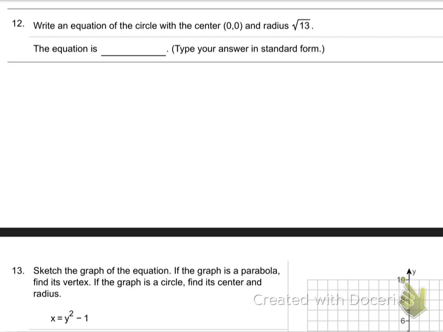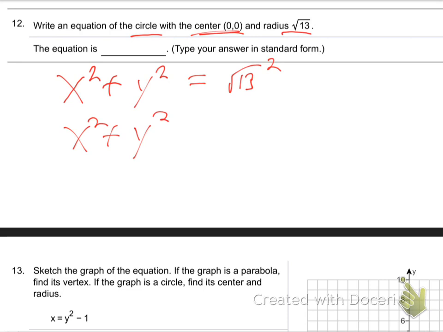Okay, number 12. Write an equation of a circle with center 0, 0, radius root 13. Remember what you do. To have center 0, 0, it's going to be x squared plus y squared is root 13 squared. In other words, x squared plus y squared is, well, I just should have said 13. That was kind of dumb. Let me put it back here. So there's the equation.